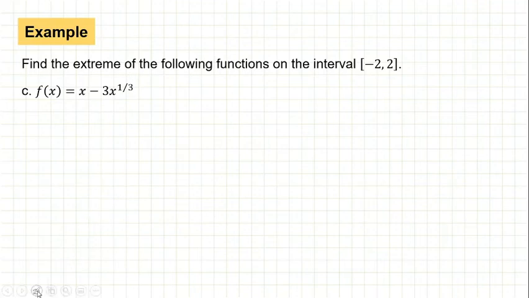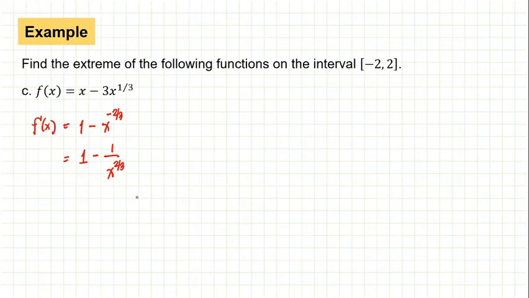So we will try to get the derivative first. So f prime of x will be x, derivative of x will be 1 minus derivative of 3x to the 1/3 will be 3 times 1/3. So you have 1. Then x to the 1/3 minus 1 is -2/3. As you can see here, we have a negative exponent, and I can actually transform this one into positive by just taking the reciprocal and changing the sign to positive. So therefore, I can have 1 minus 1 over x to the 2/3, right?